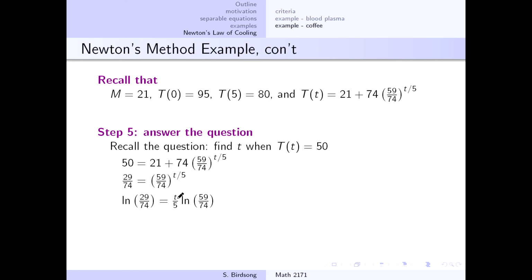Now, if we still want to solve for t, we've got to get rid of both the natural log and the 5, so we'll divide by the natural log and multiply by 5, which will give you that t equals 5 over natural log of 29 over 74, all divided by natural log of 59 over 74, which looks like a mess, but you plug it into your calculator, and you'll get that this is 20.7 with a whole bunch of decimal places. So this tells you that at just under 21 minutes, your coffee is going to cool down to the 50 degrees Celsius that the person who was grabbing this coffee wanted it to be.